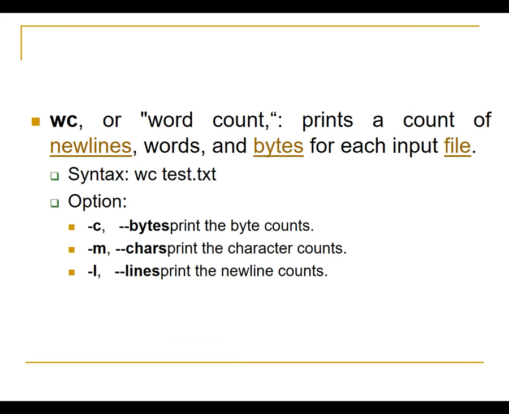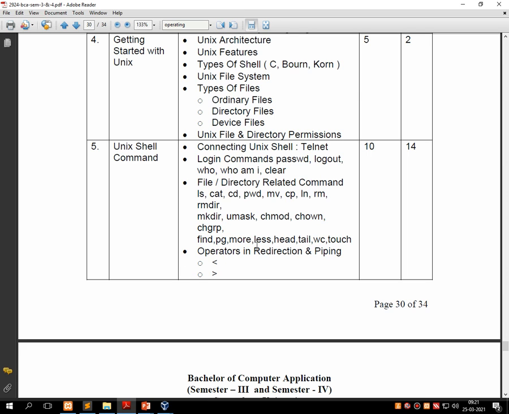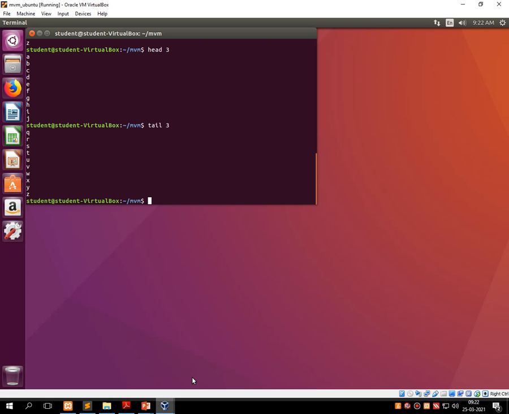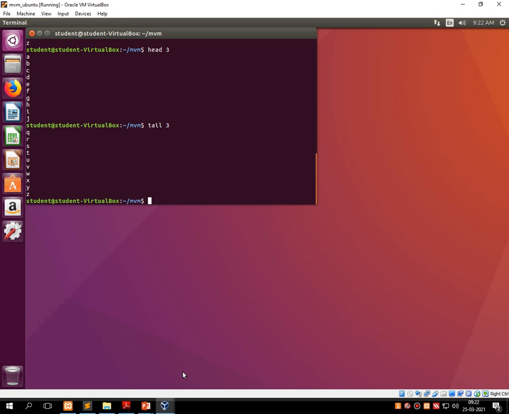Next is WC command. Here the category gets changed. WC, okay, it's already there in the file and directory structure that we are discussing. WC command is used to count the number of characters that we have in the string. Let's see the theory once. Yes, WC or word count prints the count of new line, words and bytes for each input file. How can we perform this particular command? Just type the keyword WC and give the file name.